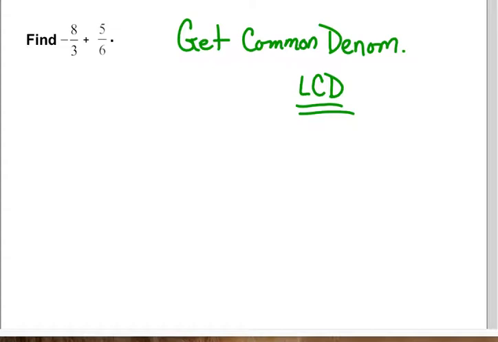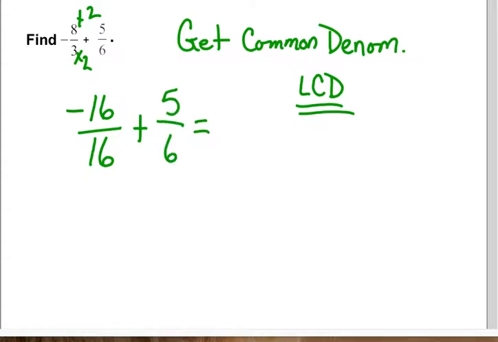So what's my least common denominator between 3 and 6? What number would I want to use as my denominator? Tanner? 6. And if I do that, what I do to the bottom, I do to the top. So I've got to multiply this by 2 and this times 2. I have negative 16/6 plus 5/6.